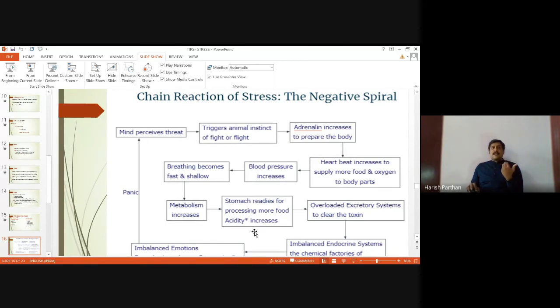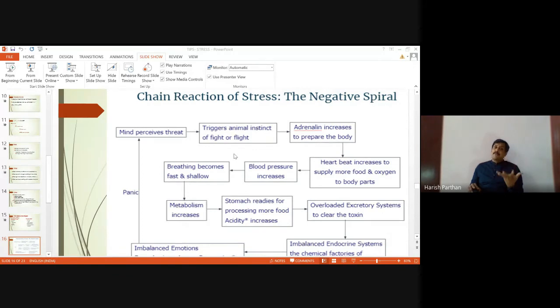So naturally, have you seen that people who are so stressed, either they are always in the toilet or they are totally not into it? So this happens, your entire digestive system is in big trouble, and your endocrine system is not normal, and naturally you are in a state of imbalanced emotion. Once you have imbalanced emotion, again your brain is triggered with a panic kind of situation, then your mind receives a threat, and the cycle continues and continues and continues. So this is a negative spiral.